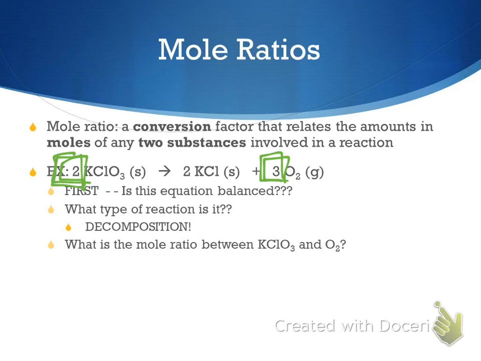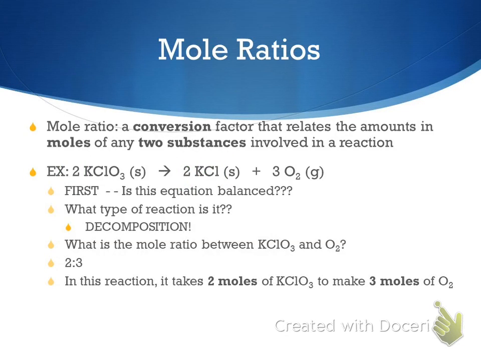Why do we look at the coefficient? Like this 2KCl, this one just wasn't involved. We just didn't bother with this one. If we wanted to find the mole ratio between potassium chlorate and potassium chloride, we would say it's 2 to 2, right? So it just depends on what 2 compounds we're looking at. In our stoichiometry problems, we'll always only be comparing 2 substances in our reaction. We won't do any more than 2.